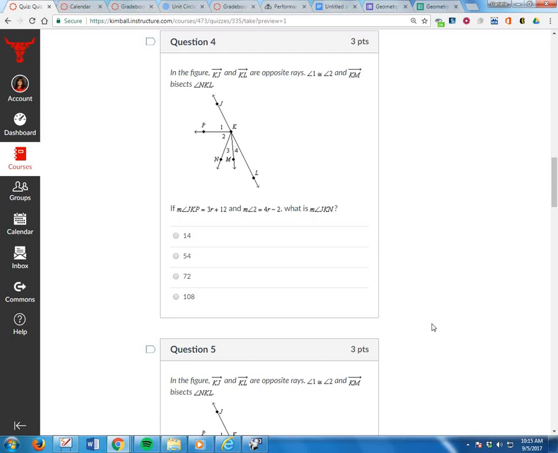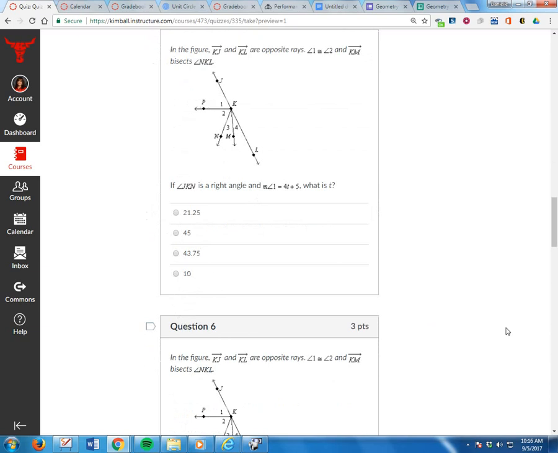Okay. Once you plug 14 in, 3 times 14, 52, plus 12, 64, and it's twice that, because that's just angle 1, right? So 108 would have been the right answer. Okay, make sure you're reading the question.